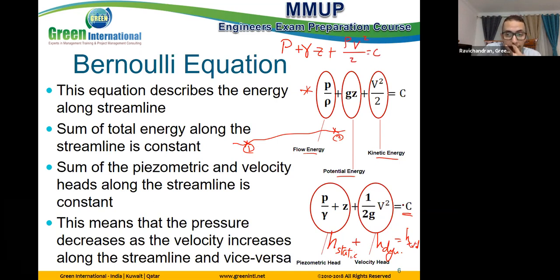equal also to a constant, the same constant. And this means piezometric pressure, this means dynamic pressure, okay, and this total pressure.